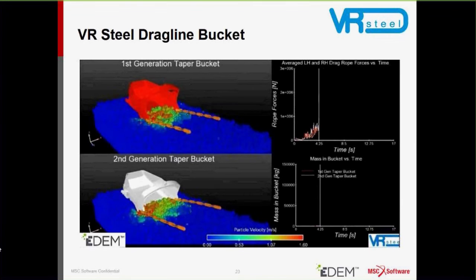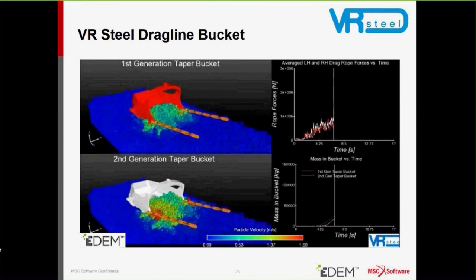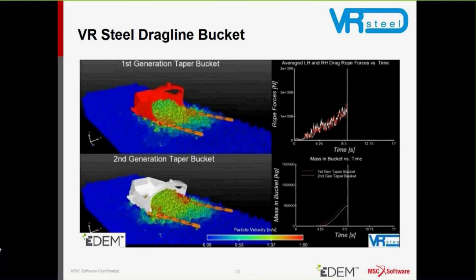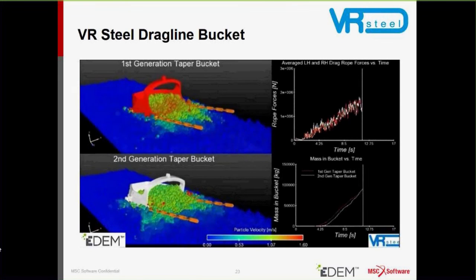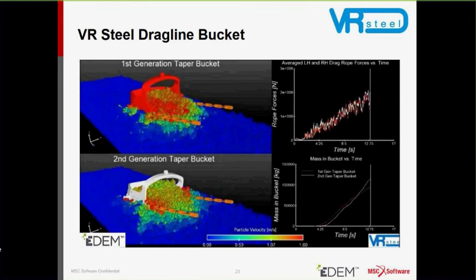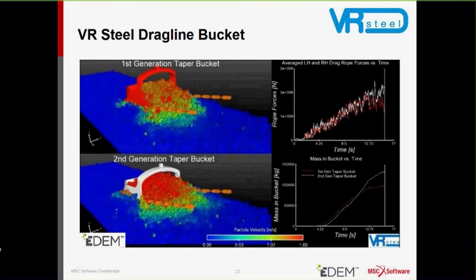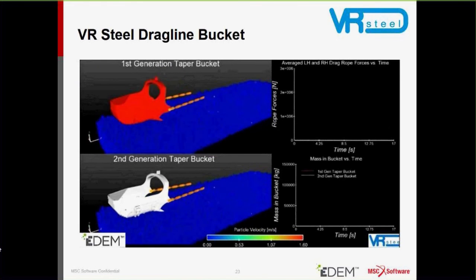By assessing this data that would otherwise not be so readily available, Steel were able to optimize their dragline bucket to provide the best filling characteristics whilst minimizing the drag force. Now, this allowed VR Steel to realize a number of benefits, including being able to perform repetitive testing under the same operating conditions and converge more quickly to the best design.